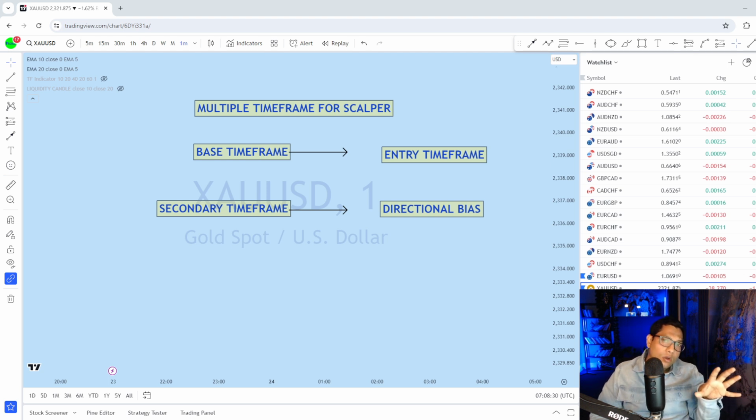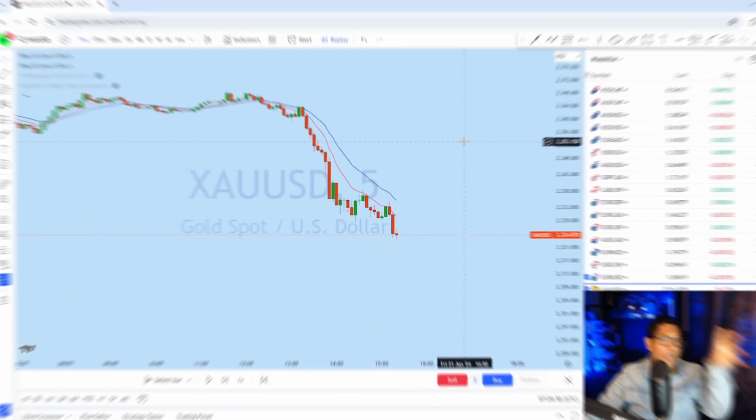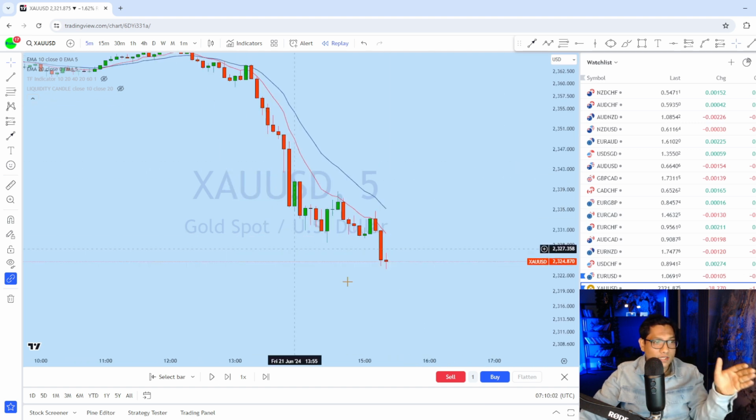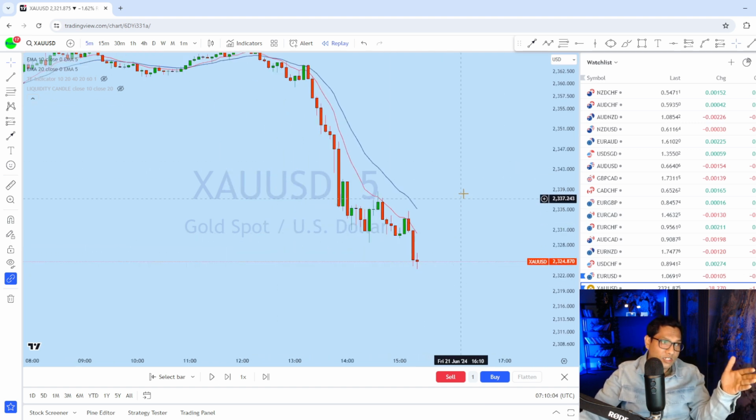So now let's look at the real chart to see exactly how to find those base time frame as well as the secondary time frame to find entry opportunity in the market. Okay, so when we are looking at this multi-time frame approach, let's look at this example on gold 5-minute chart.